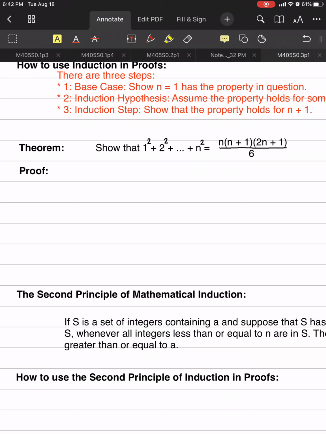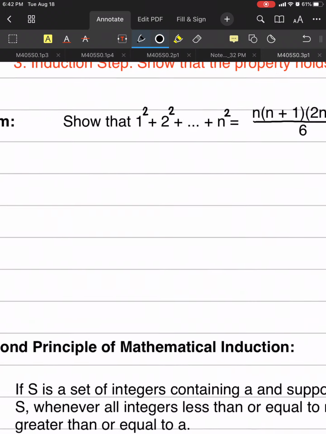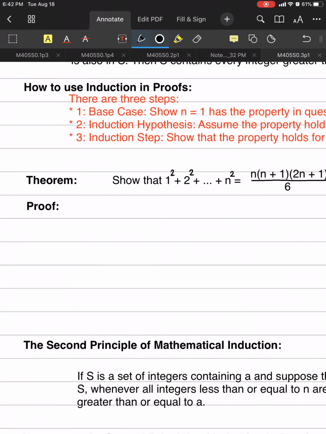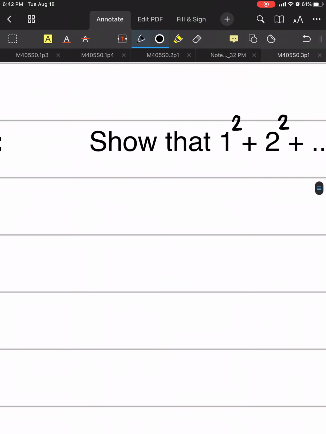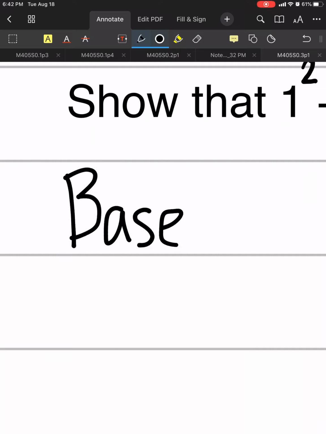Okay, if everyone is back, let's actually go ahead and prove this. So remember, we've got 3 steps here. Number 1, base case. That's what we're going to do first. So let's go ahead and do the base case first here. I'm actually going to write this out by hand. Again, like I did last time, base case.